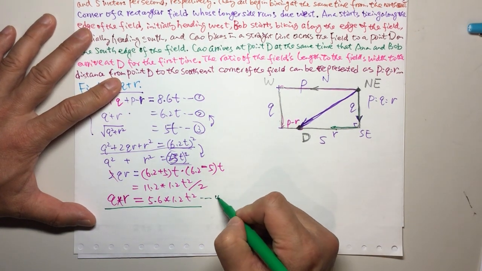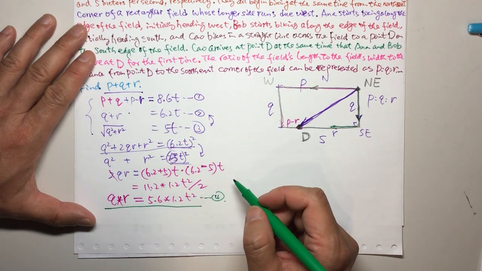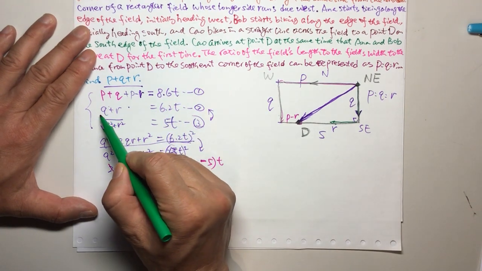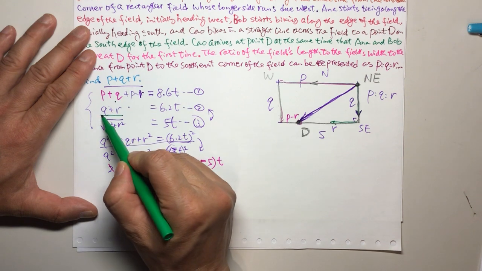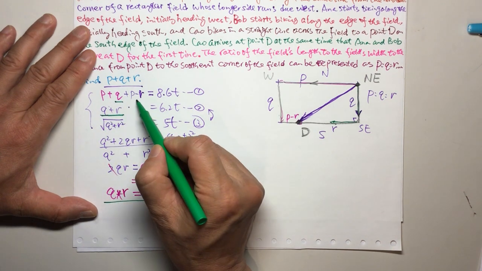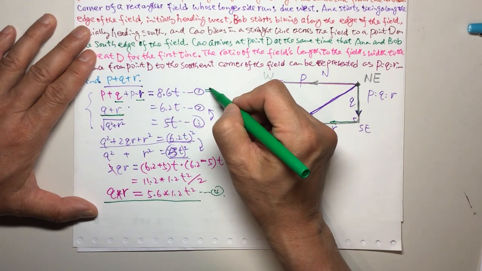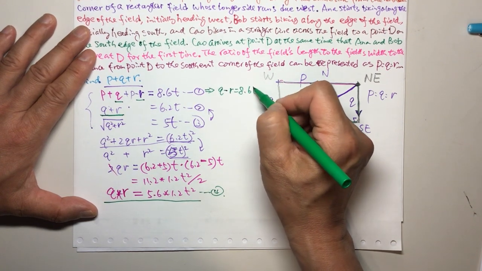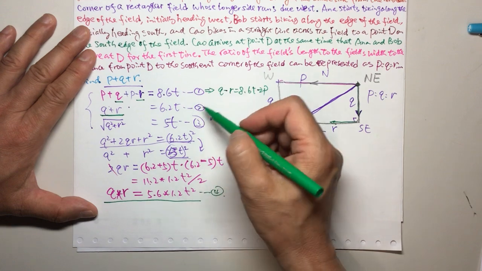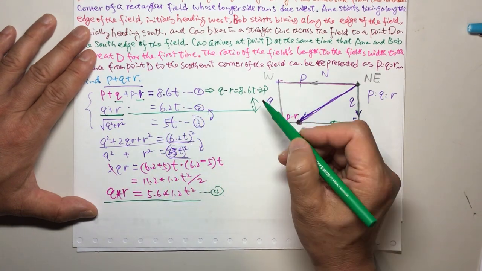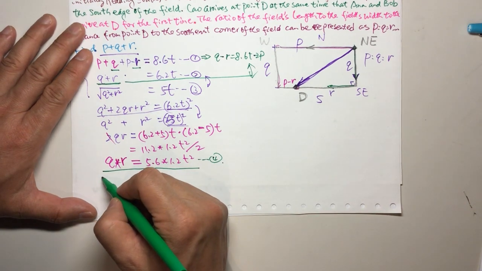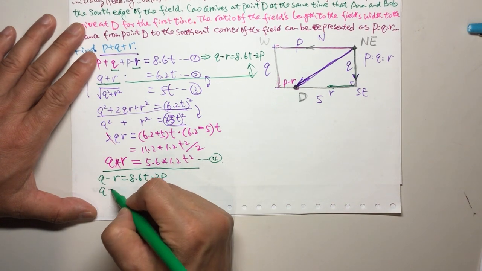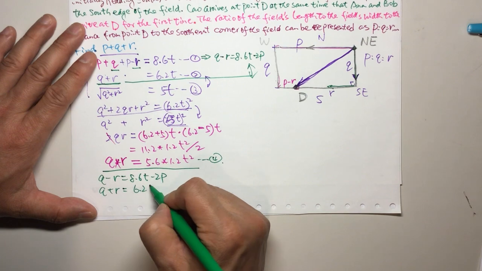Okay, we can call this problem 4, and if we are familiar with how to solve this type of problem, we should pay more attention from here. You see P plus Q, Q plus R, here is Q minus R. If we do a little conversion, it becomes Q minus R equals 8.6T minus 2P, and Q plus R equals 6.2T.